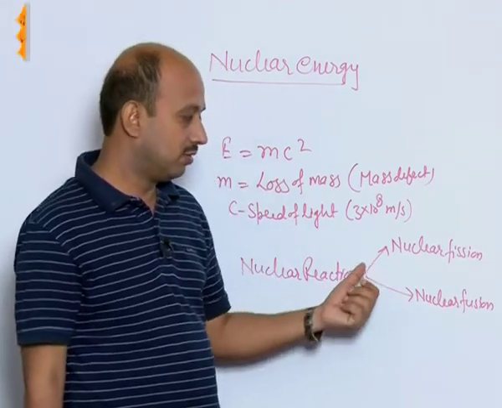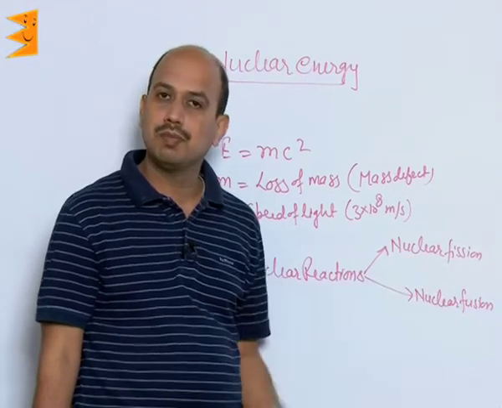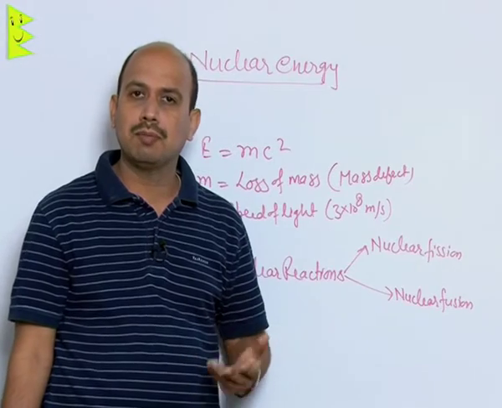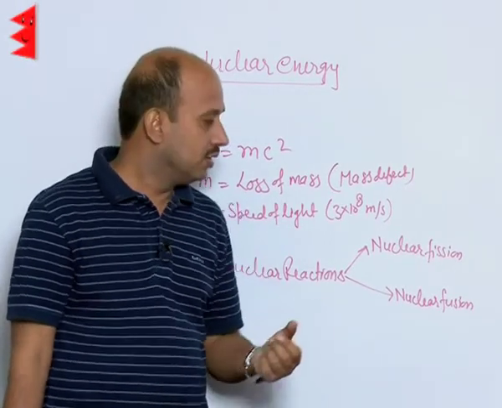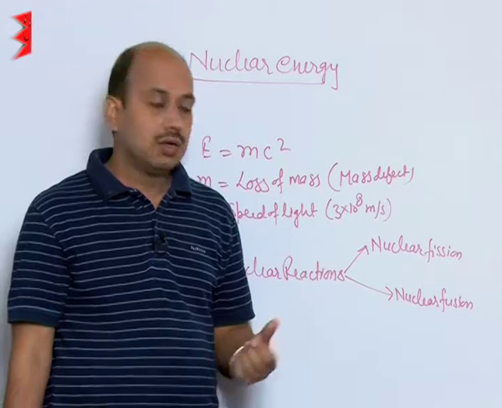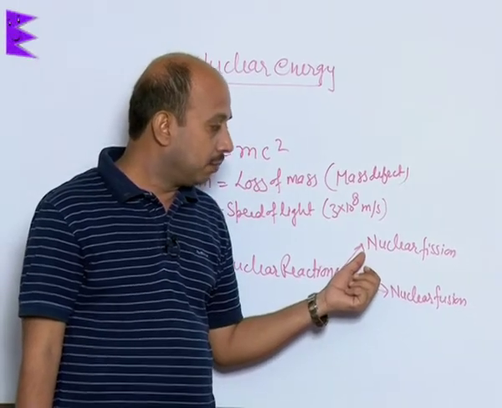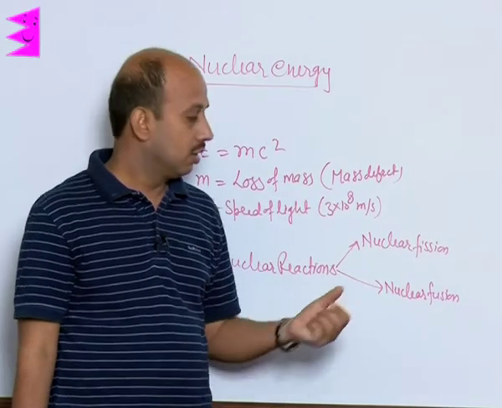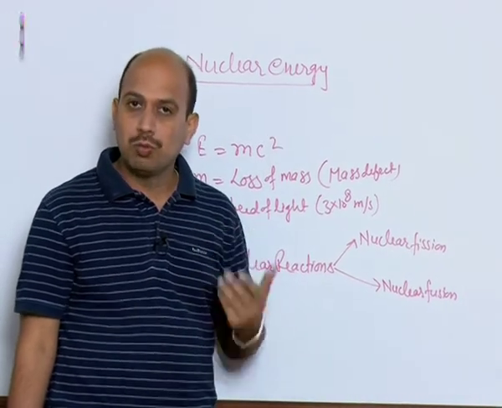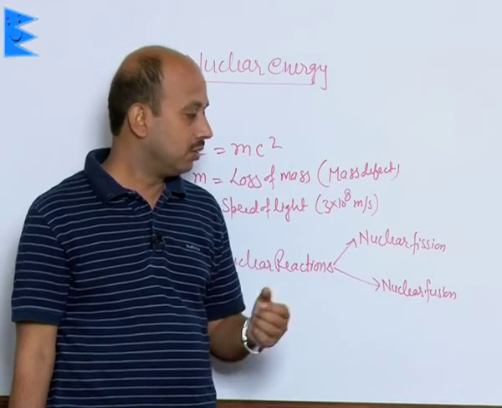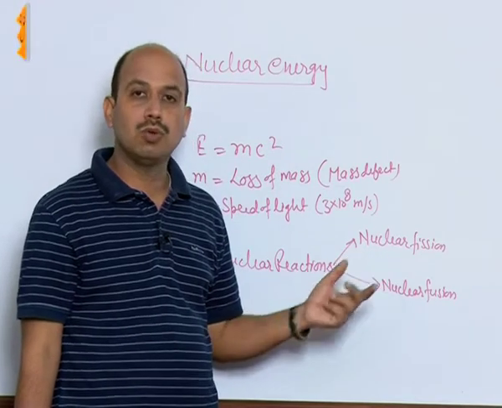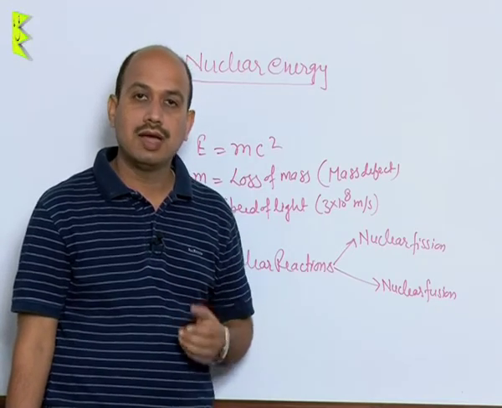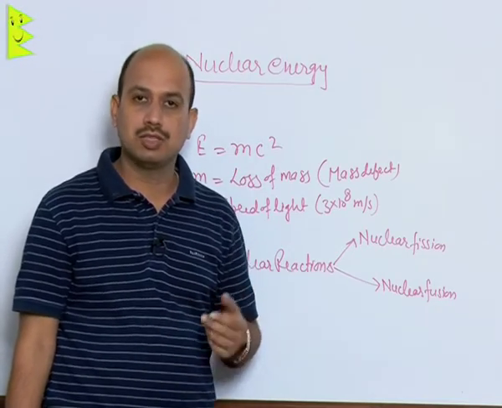So, first one is nuclear fission reaction. In nuclear fission reaction, we take heavy elements like uranium, plutonium and thorium. These heavy elements are simply broken into smaller lightweight nuclei by bombarding slow moving neutrons. During breaking of this big nucleus into lightweight nuclei, a tremendous amount of energy is released. That energy is known as nuclear energy.